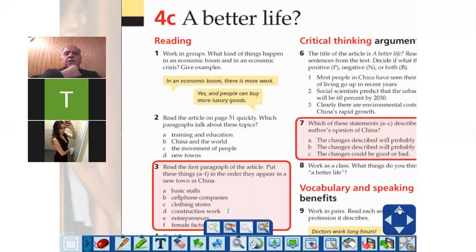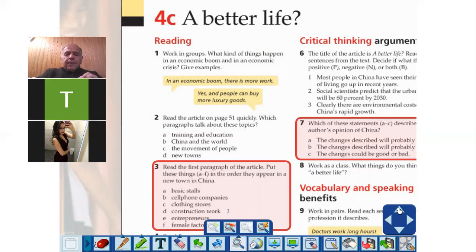So that is because we have more money. When there is an economic boom, people have more money and people can buy. So new things are created. There is more employment. Everything is fine.